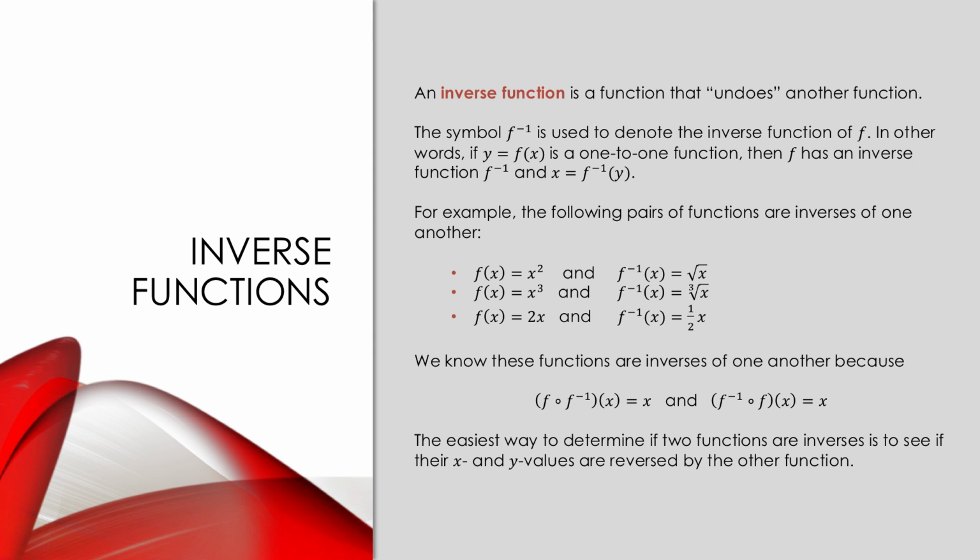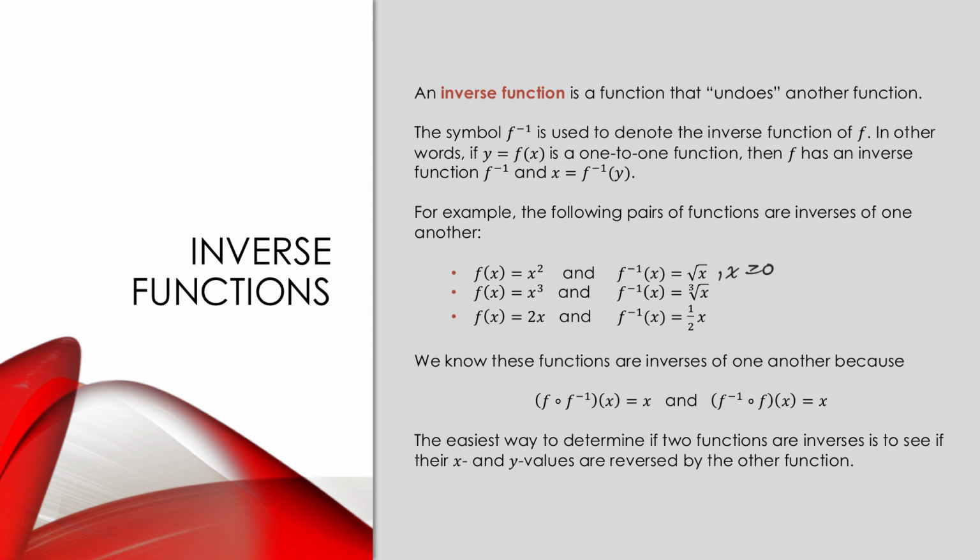So for example, what are functions that undo one another? If I have f of x equals x squared, then f inverse is the square root of x. But bear in mind that means x also has to be greater than or equal to 0, because you can't take the square root of a negative number. If I have f of x equals x cubed, then its inverse would be the cube root of x. So, undoing what's been done to x.